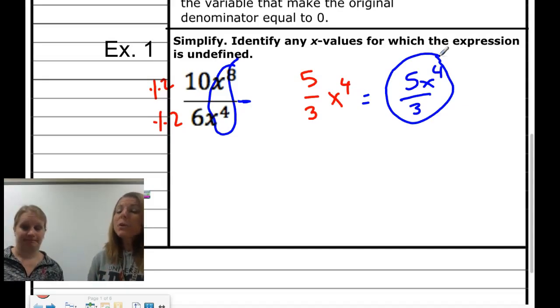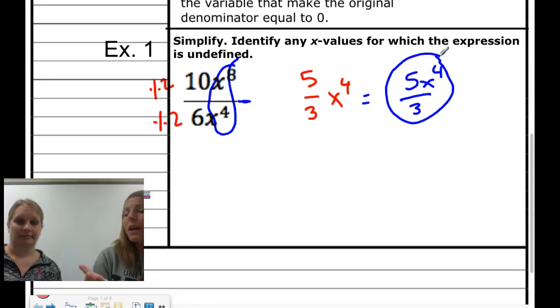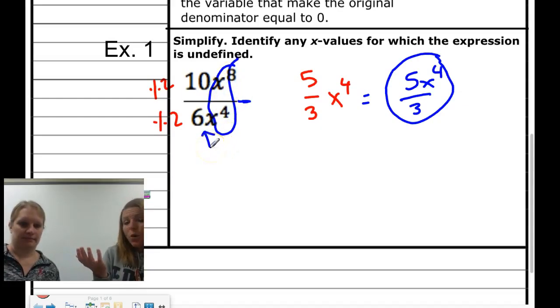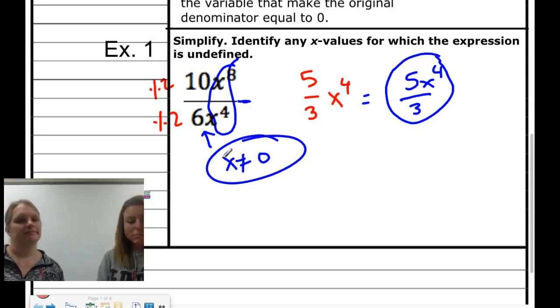Now, we have to identify the x values for which the expression is undefined. Notice our final answer has no x in the denominator. But you're looking back at your original problem. Because in this one, if x is 0, guess what? x can't be 0. That's it. Great, you're done. That's easy.